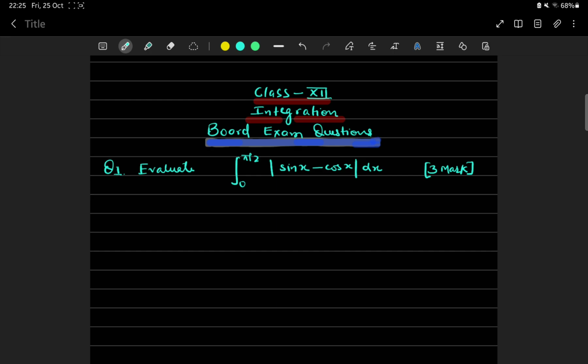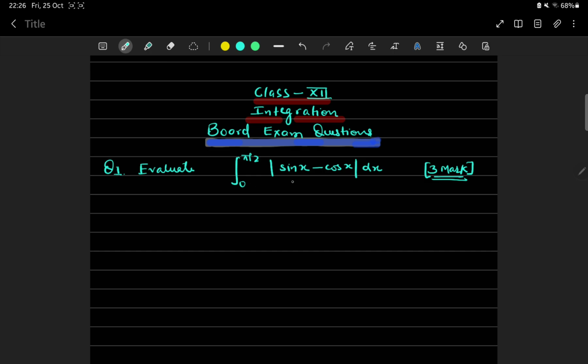Now this question was asked in the CBSE examination. Its weightage was 3 marks. Okay, so let us try to solve this question. It says: evaluate the integral from 0 to pi by 2 of modulus of sin x minus cos x dx.